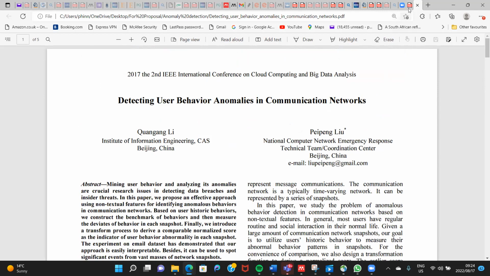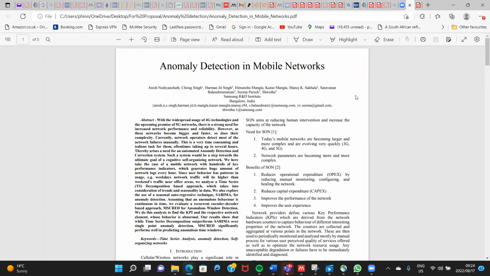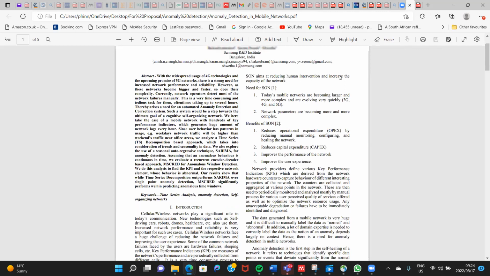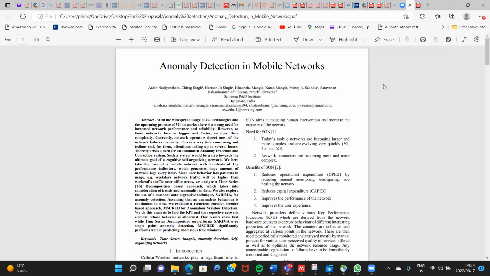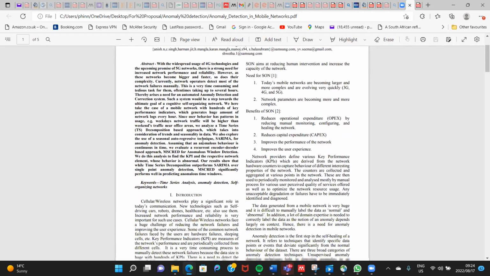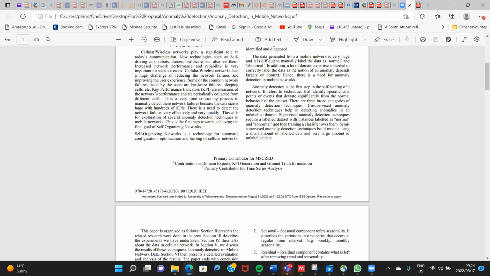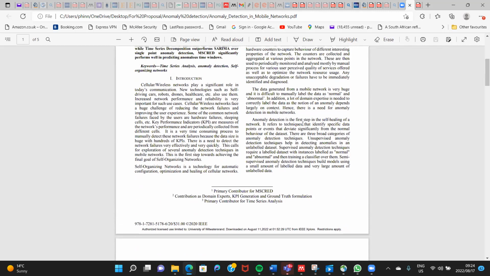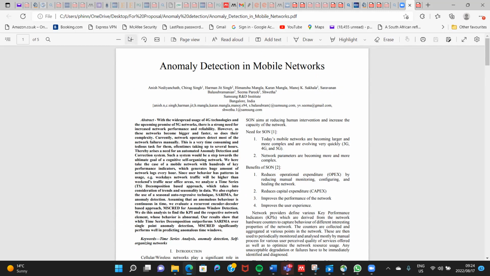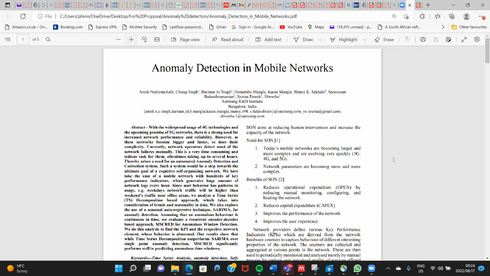Okay, now let's pick another paper. There's another one. Yes, there's another one. So let's look at it. Is it a high index paper? Okay, yeah, it's from IEEE. So let's make the abstract a little bit bigger. Okay. A little bigger.